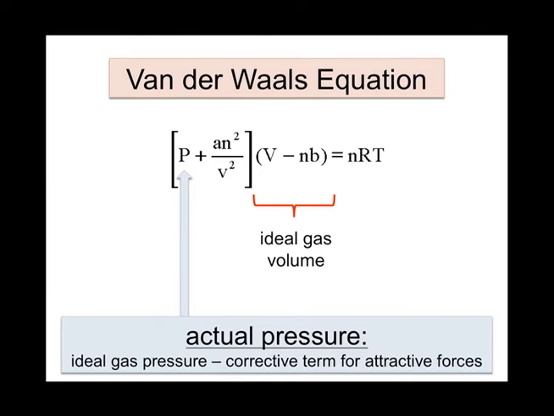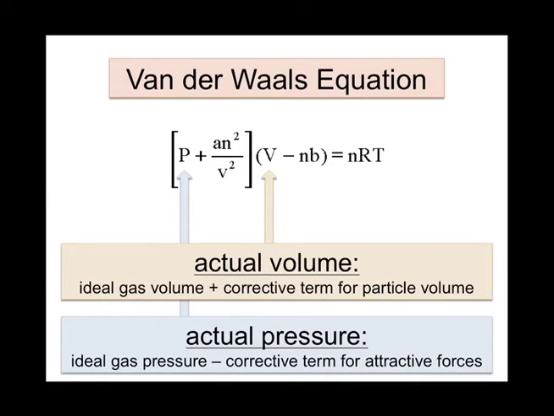The actual volume must be a little bit more than the ideal gas volume, because to get actual volume from the ideal gas volume, we have to add this corrective term, nb, which accounts for the volume of the particles. The ideal gas volume ignores this volume, so to get the actual volume, we have to add this term to the ideal gas volume, or as written here, we subtract the corrective term from the actual volume to get the ideal gas volume. With this equation, we are equipped to do calculations that will give more accurate results when looking at non-ideal gases.